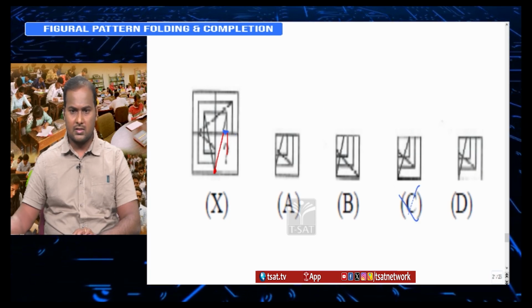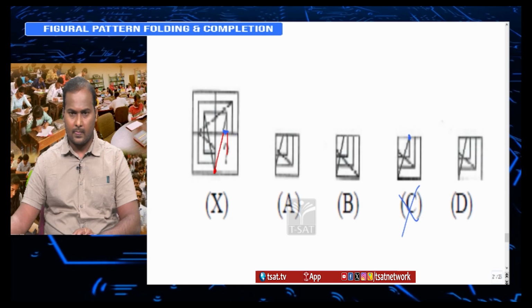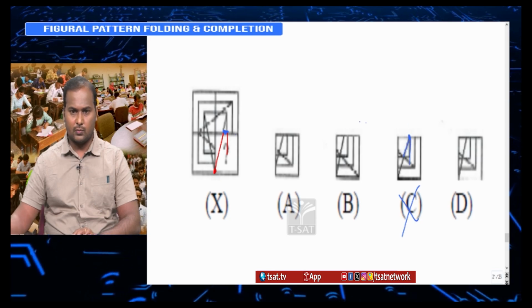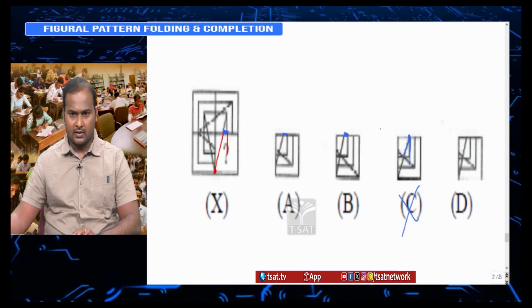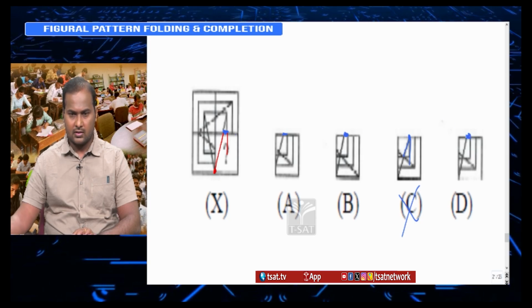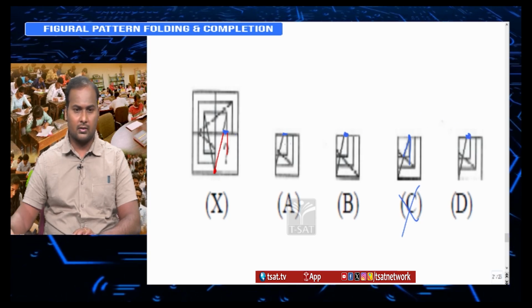The first one is option C, because here there is no gap. Both are starting from here. No, there should be a gap like this. In option A you are having a gap. In option B also you can see a gap here. In option D also you can see a gap here. But in option C the gap is not there.